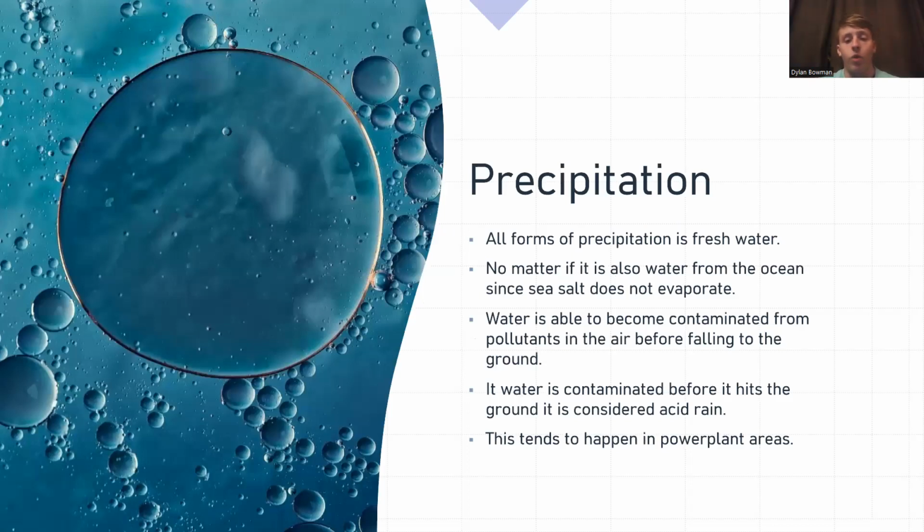No matter what, in all these forms of precipitation, it's going to be fresh water. Even if it's water from the ocean, it'll be fresh, since when the water from the ocean is evaporated, the salt in the water does not come up with the precipitation. Once the water goes up, it's not contaminated, but it's able to become contaminated from pollutants in the air before falling to the ground. If it does become contaminated before it hits the ground, this is considered acid rain. This tends to happen more in power plant areas, and it's not common in areas like our town here.